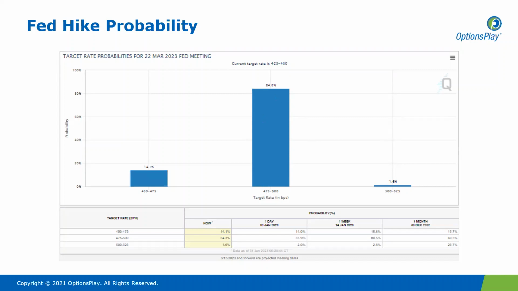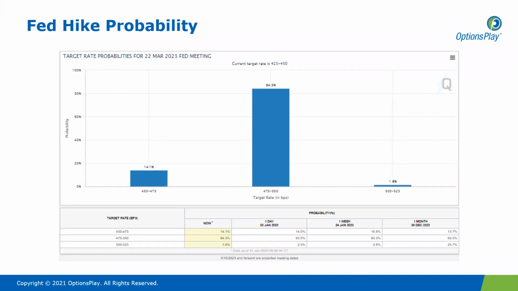I can't imagine a hike of more than 25 points, unless something crazy happens with inflation, which is unlikely. I mean, it is on a downward trend. So for now, there is an 84% or 85% probability of two 25-point hikes.